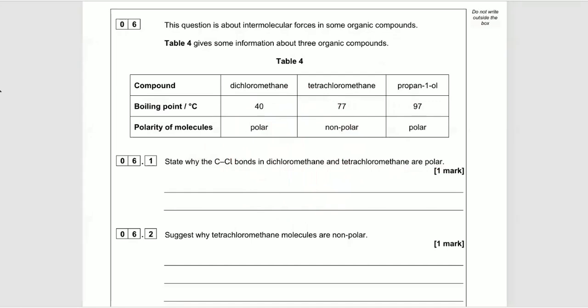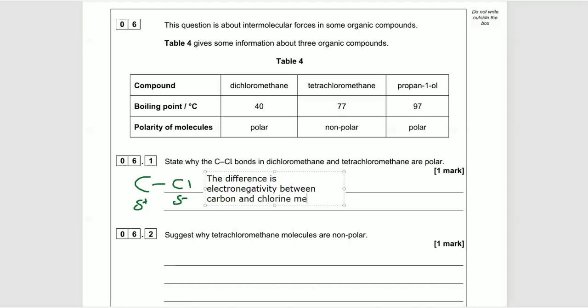So for 6.1, it says state why the carbon-chlorine bonds in dichloromethane and tetrachloromethane are polar. The reason is there's a difference in the electronegativity, the ability to withdraw electrons or pull electrons towards yourself. There's a difference in the electronegativity of the two atoms. In fact, chlorine is a lot more electronegative than carbon. So it becomes delta negative and the carbon becomes delta positive. And that's why we describe the bond as polar.